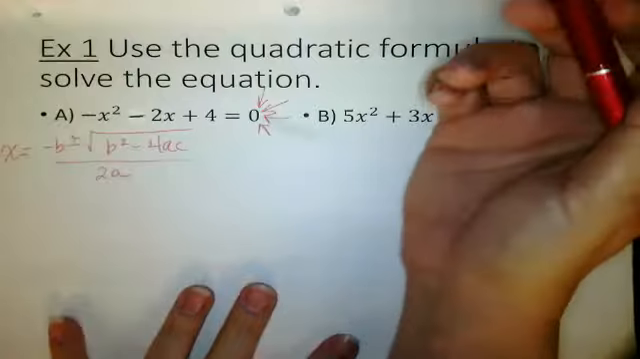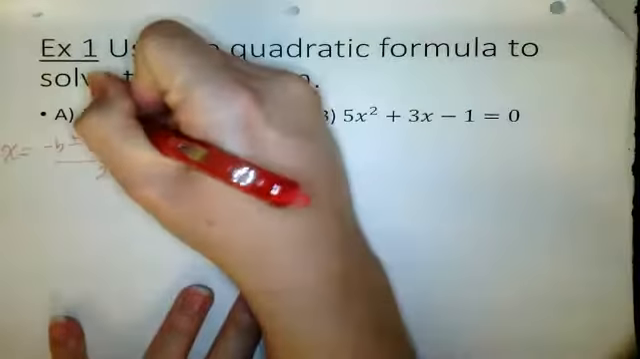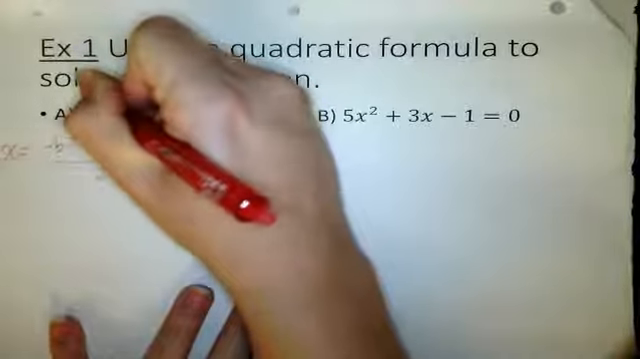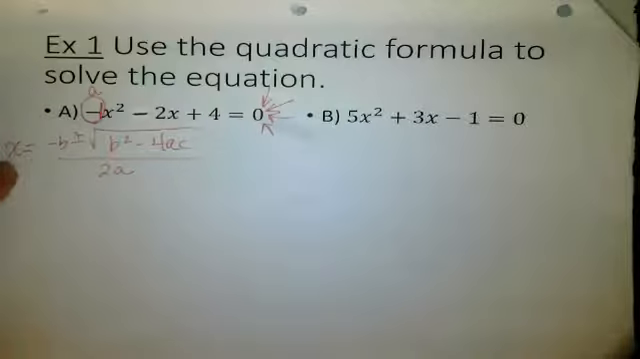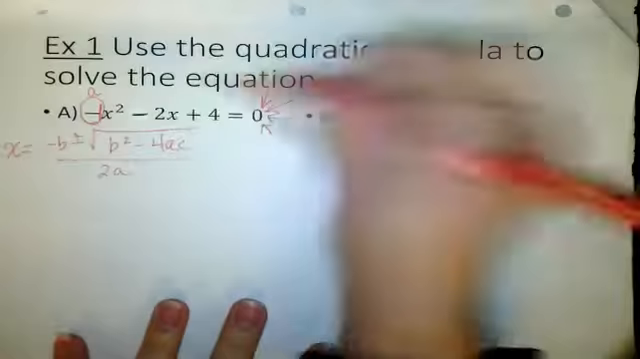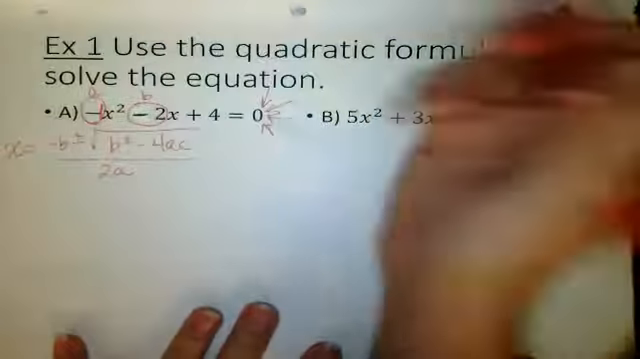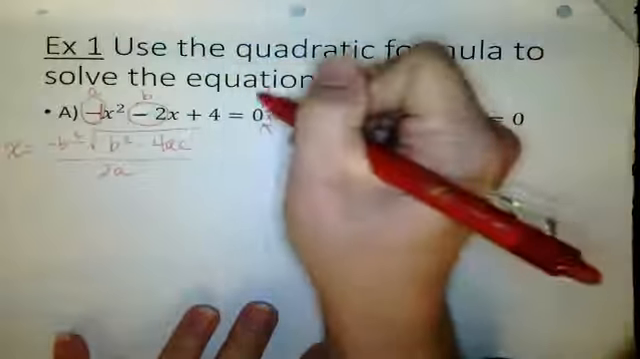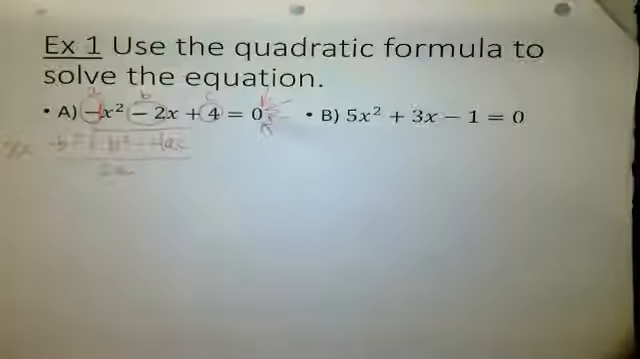What's the a value? -1. A is the number in front of the x squared term. It never, ever includes the x because we're solving for x. None of those letters include x's. We were trying to isolate x. It's already here. What's the b value? -2. Include the sign. Our b value is -2. What's the c value? 4. +4 is the c value, the constant term on the end.